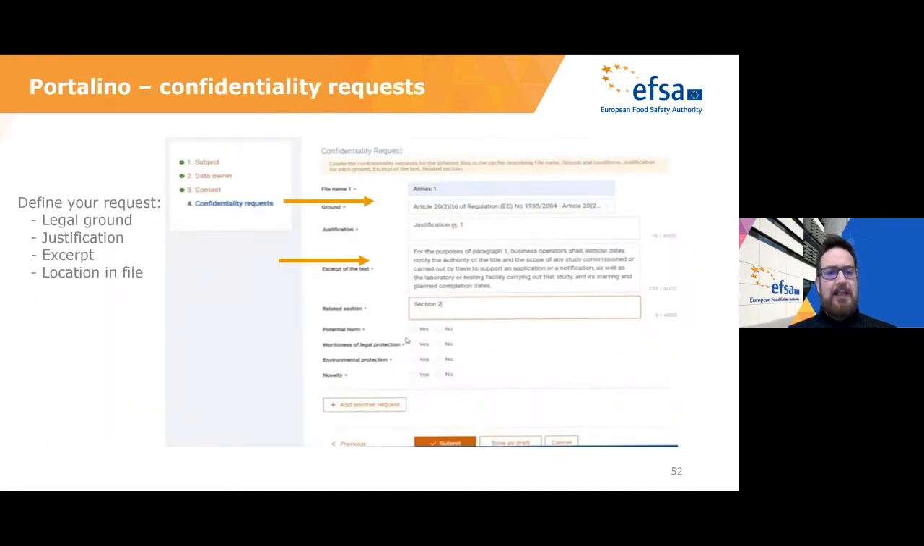Last but not least is the list of indicators, which should be either ticked or, if not ticked, there should be provided a relevant explanation in the justification, proving compliance with these criteria. Of course, this does not apply for confidentiality requests on personal data. So it is the potential harm, the worthiness of legal protection, the environmental protection, and novelty. These indicators must always be ticked, or a justification should be provided alternatively. Next slide, please.